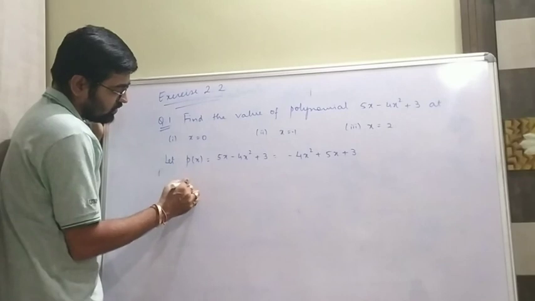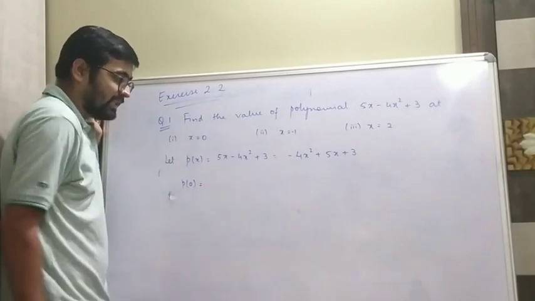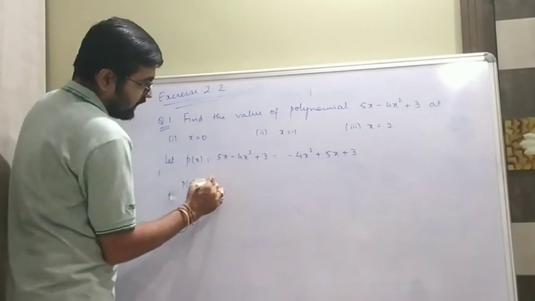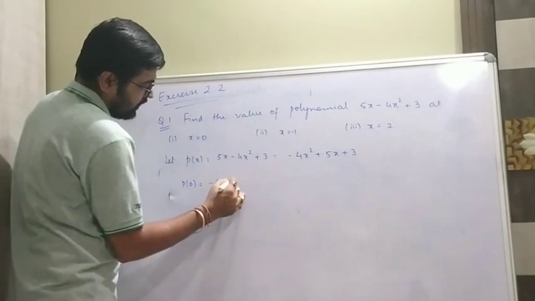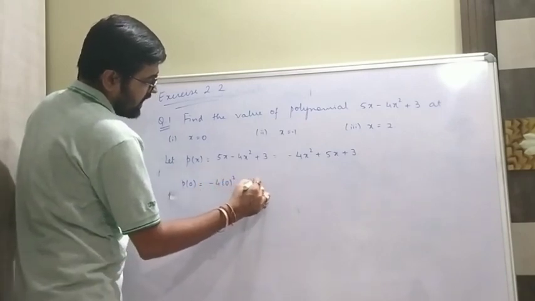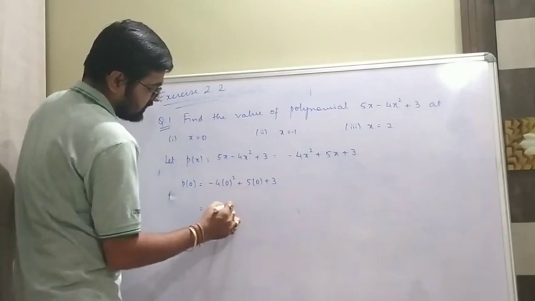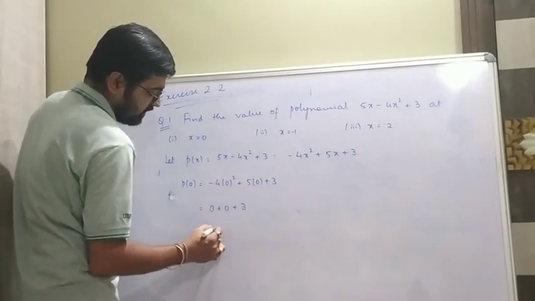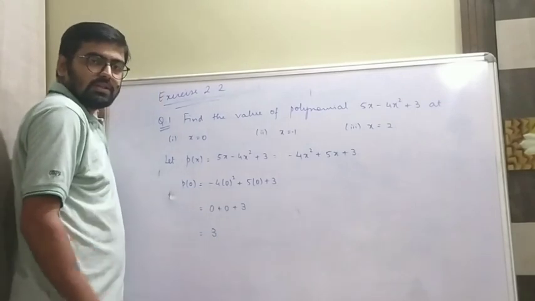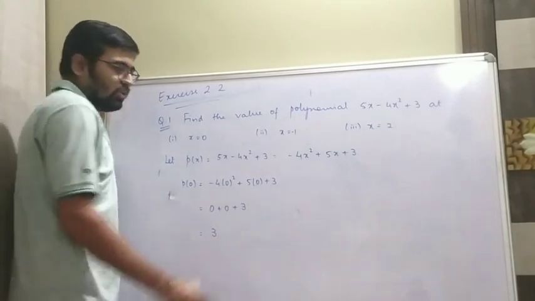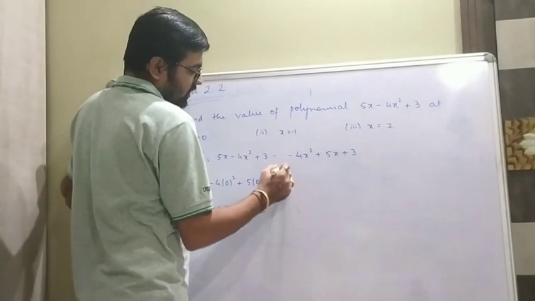Replace with 0. So it becomes p of 0. Put 0 in this particular polynomial: minus 4 into 0 square plus 5 into 0 plus 3. So this is 0 plus 3, which will give you 3. See how simple this kind of problem is. Should I leave these two for you? Let me solve one more.